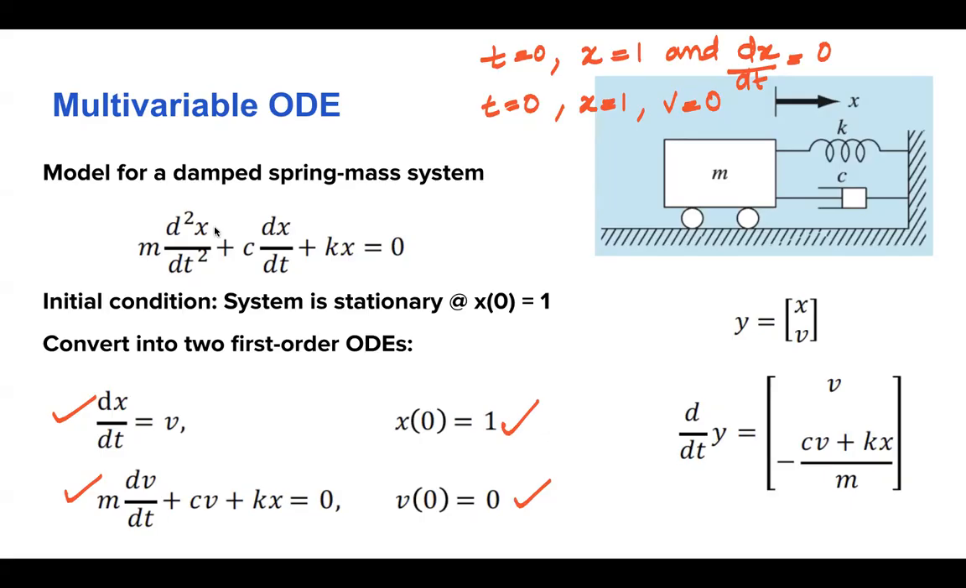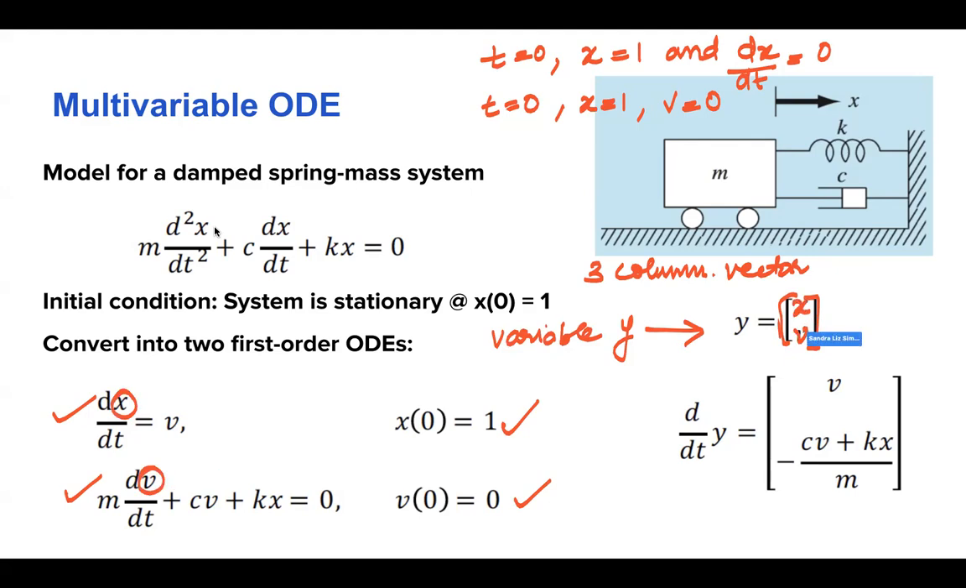We need to create three column vectors. First is the variable column vector. I am calling it y, and y is a column. The first value is the first unknown. My first equation is this, so the first unknown is x, and the second equation is this, so it is v. This is my first column vector.